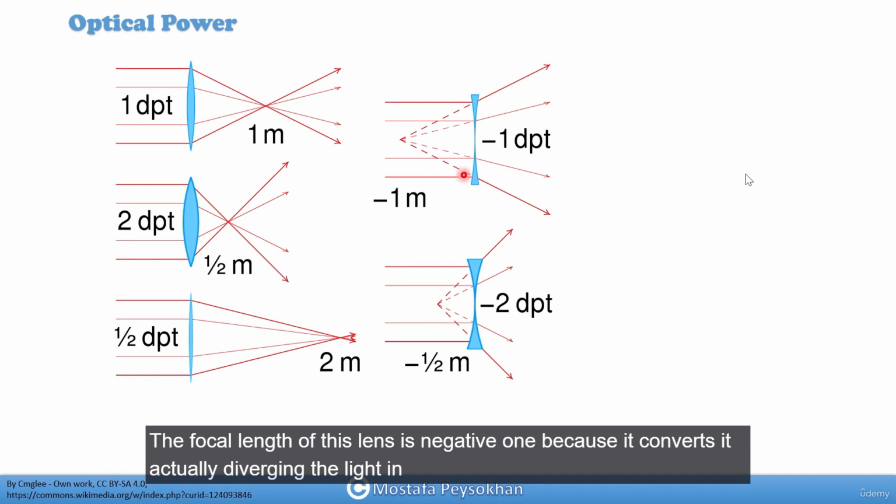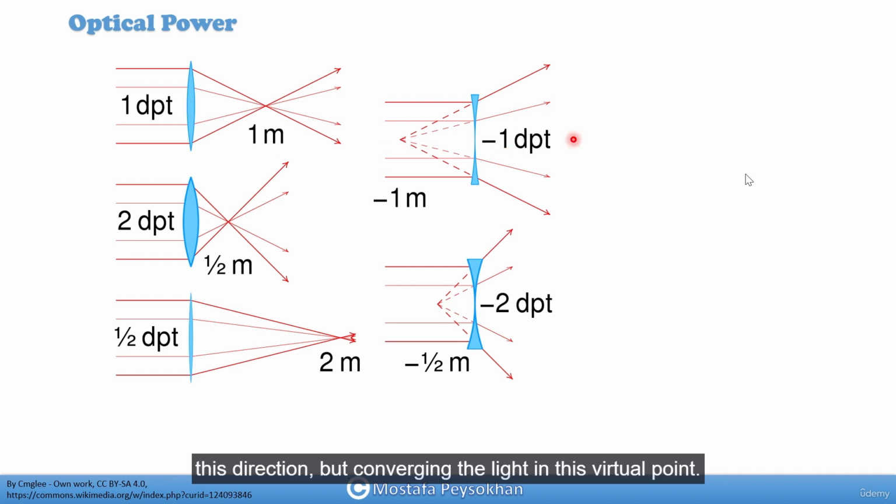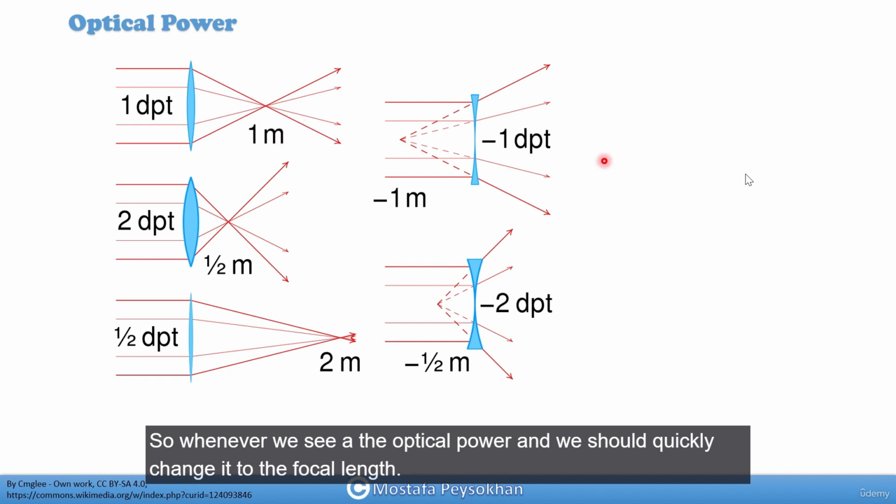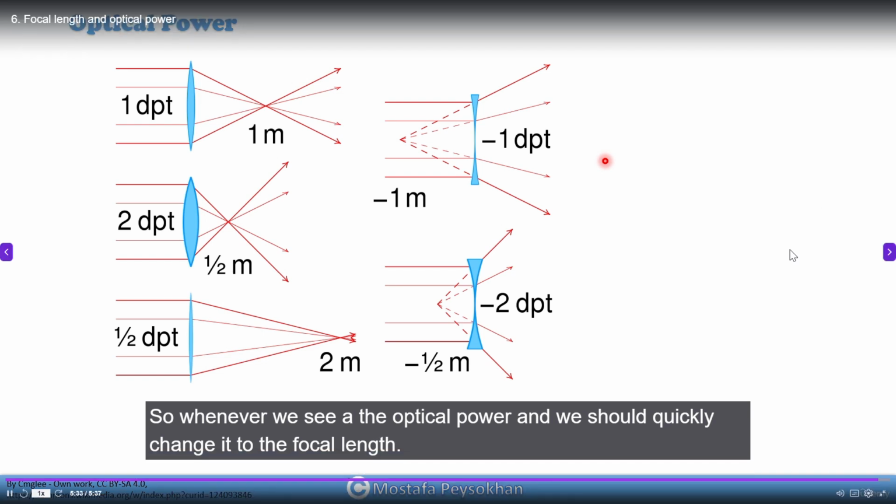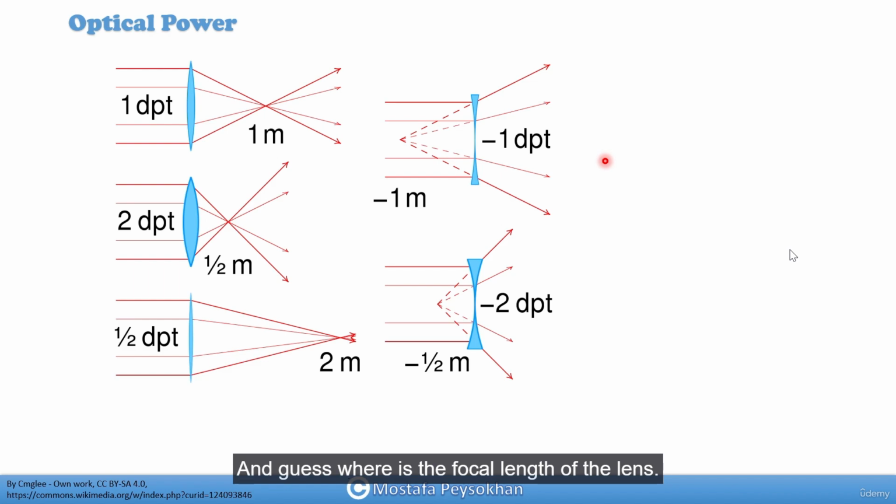The focal length of this lens is -1 meter because it's actually diverging the light in this direction but converging the light at this virtual point. The focal length is -1, so the optical power is -1. The focal length of this lens is -1/2, so the optical power is -2 diopter. Whenever we see the optical power in diopter, we should quickly change it to the focal length and guess where the focal point of the lens is.